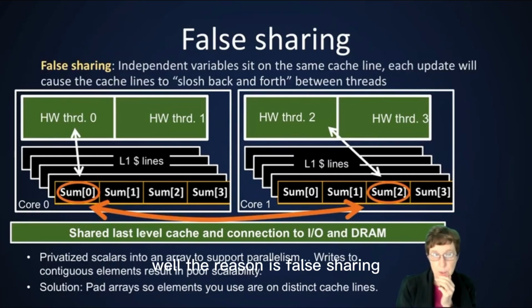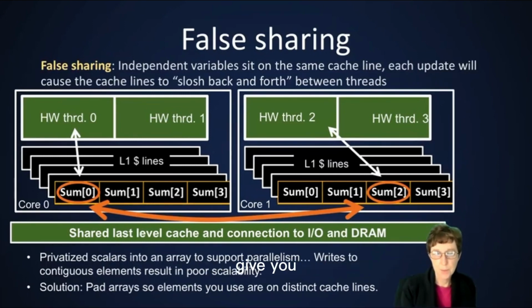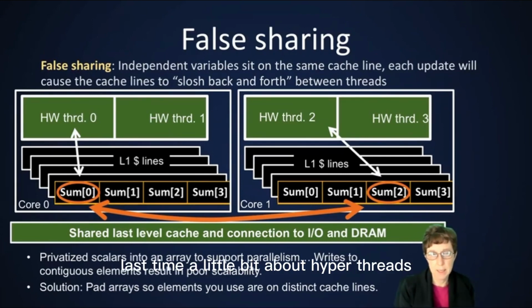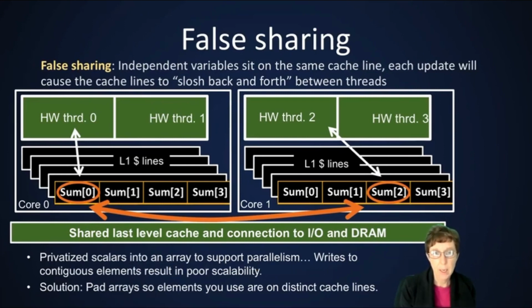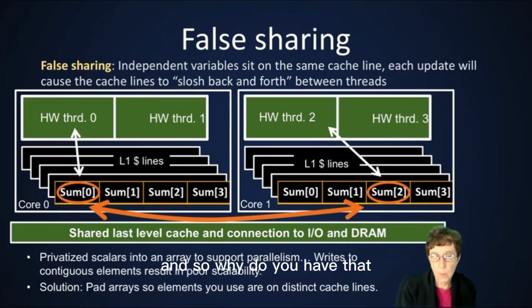Well, the reason is false sharing, which I mentioned last time in passing, but I wanted to give you a clearer picture of what this might look like. And also somebody asked last time a little bit about hyperthreads, in which you can have multiple threads on a single core. And so why do you have that?